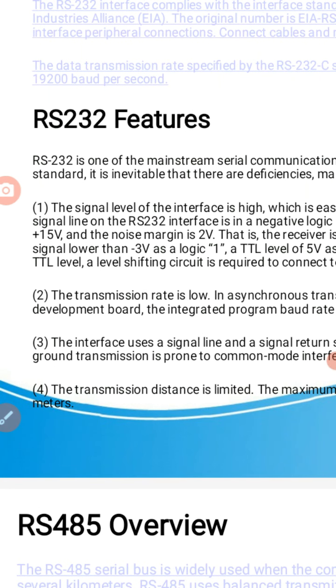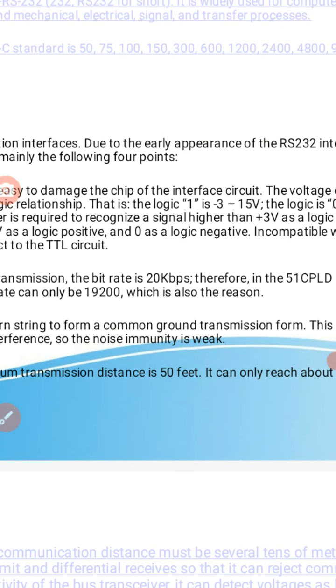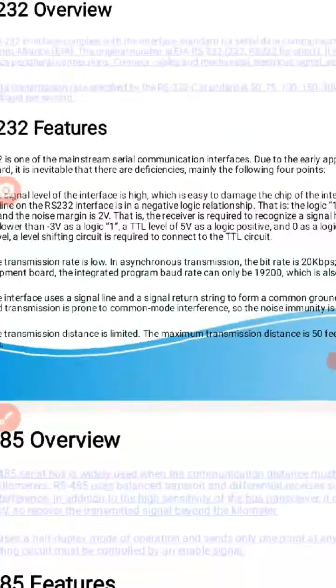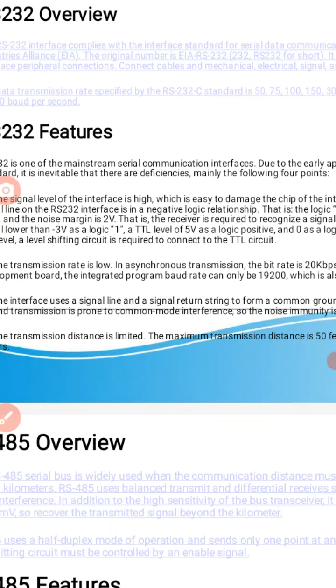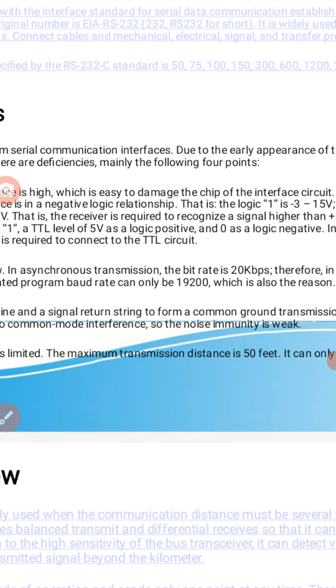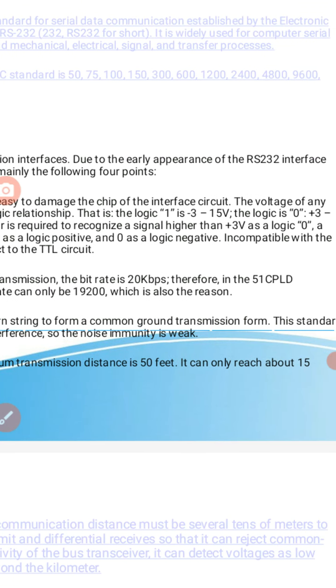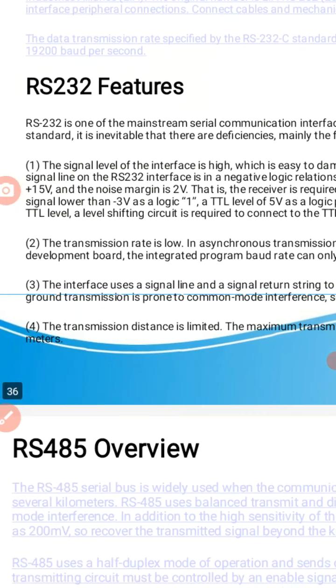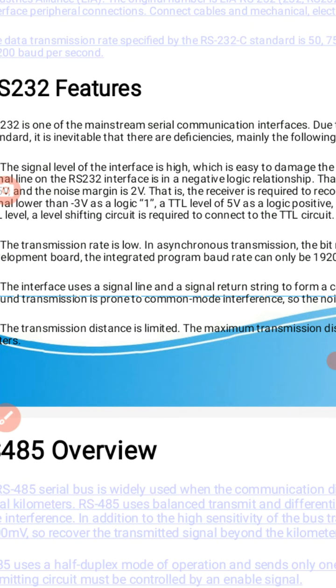The signal level of the interface is high, which easily damages the chip of the interface circuitry. The voltage of any signal line on the RS-232 interface is in a negative logic relationship. That is, logic 1 is -3 to -15 volts, logic 0 is +3 to +15 volts, and the noise margin is 2 volts. So the baud rate is from 0 to 19,200 bauds per second.